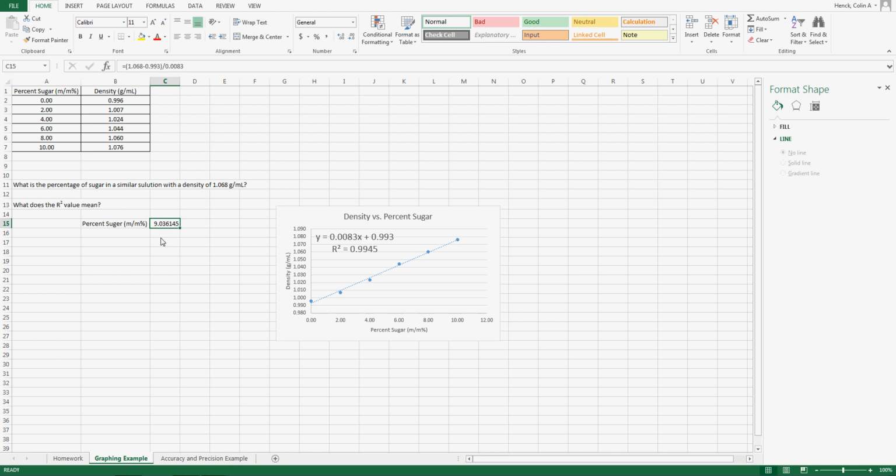Excel, just like calculators, will often give us the incorrect number of significant figures. So it's very important that we round this to the appropriate number of significant figures, which in this case would probably be 3, based on these percentages of sugar in these known samples. So this is how we're going to use a calibration curve, and you'll use these quite regularly in the general chemistry lab.